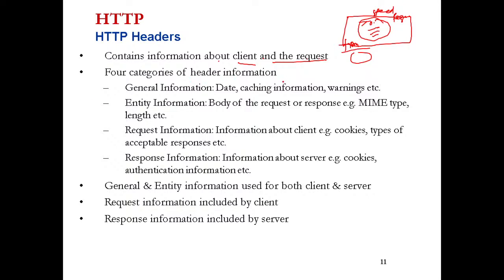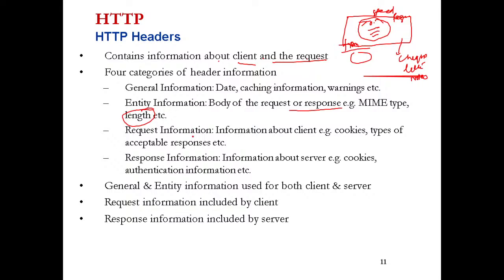There are 4 categories of header information: general information, date, caching information, warnings. So general information is what? Which type of data is being carried by this post. Entity information is the body of the request or response. Which type of data we are sending, whether it is a check, whether it is a letter, or whether it is notes, whatever. But in case of our computers, entity information means the body of the request and response, which type of data you want to send and what will be its length.